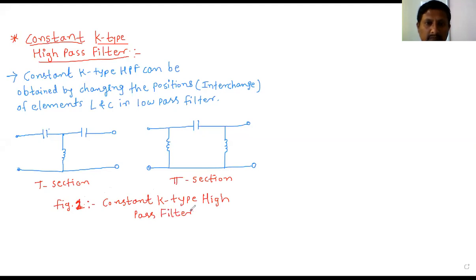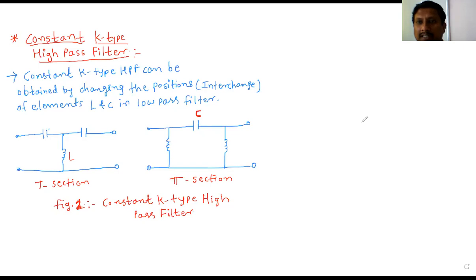Now what will be the names? If inductor 1 is there, obviously only L will be there. Here capacitor 1 is there, only C will be there. There is no problem here. But what about these values? Two capacitors are connected in series, but we want only C value. C by 2, C by 2? No, addition will not happen in series.